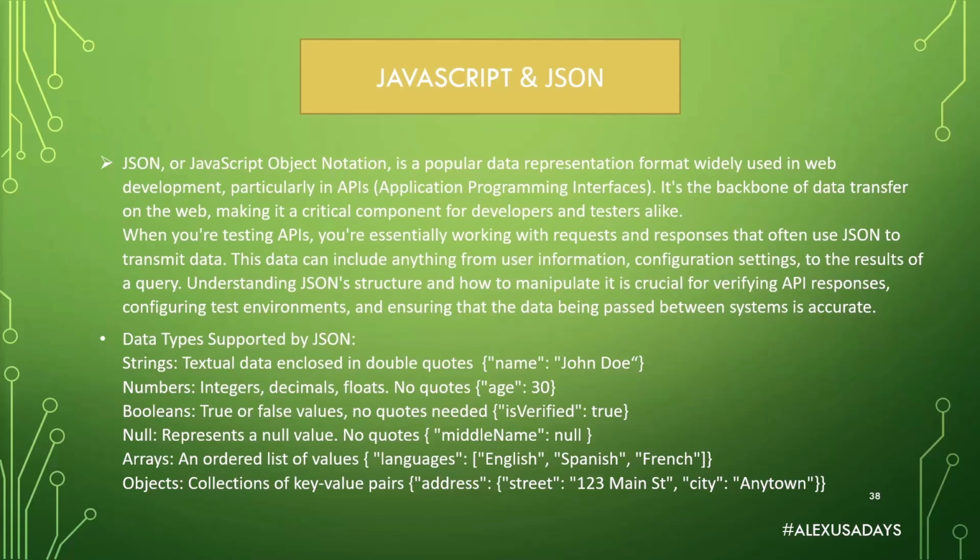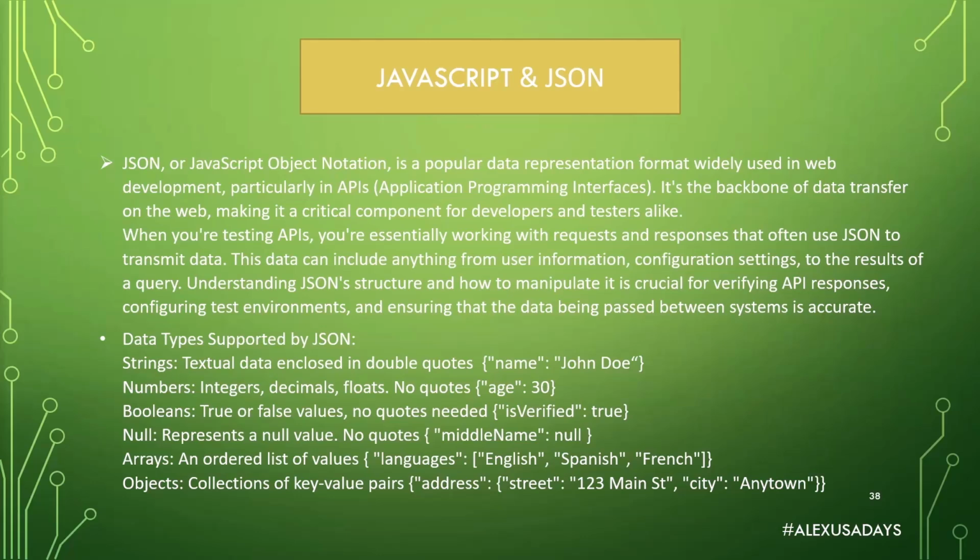Then numbers, so could be integers, decimals, floats, doesn't matter. It's just one type, number. Has no quotes around numbers. So 30 has no quotes, as you can see. Booleans, so true or false values, no quotes needed. Again, is verified is a key. It has quotes around it, but true has no quotes. Null, so represents null value. Again, no quotes. Arrays, so JSON supports arrays, an ordered list of values, just like JavaScript, right?